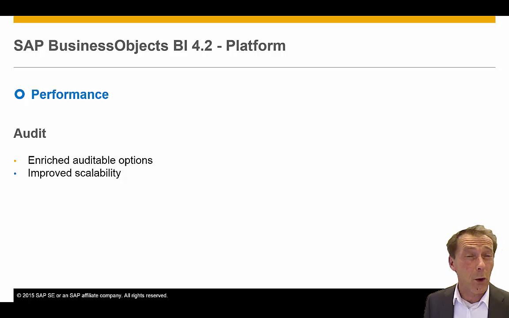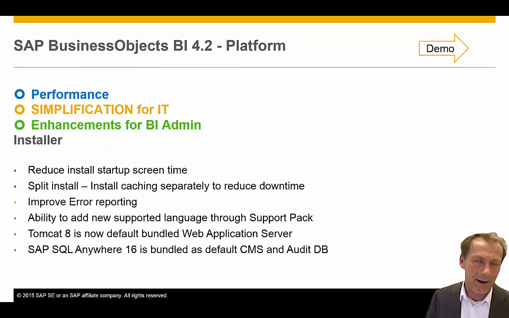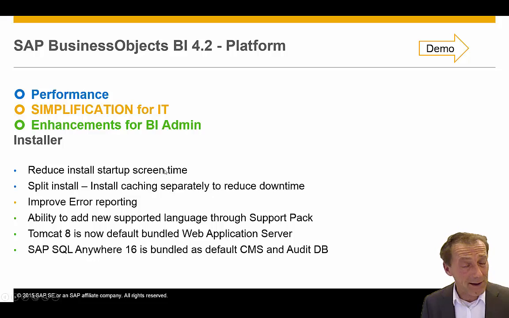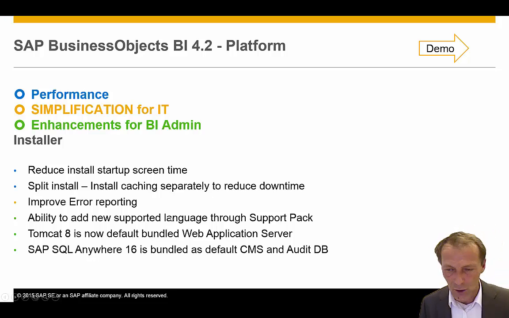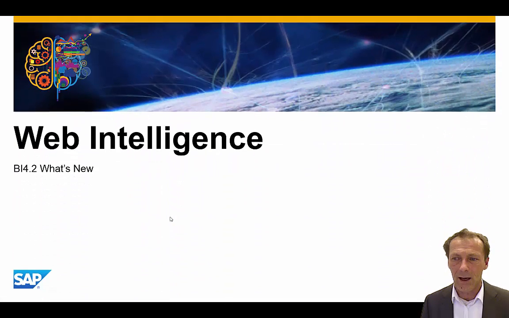There are more options within the auditing functionality and better scalability in there. Again, I will mention a more detailed slide deck that gives you a little bit more background information. You can do a split install right now, so if you want to split to reduce your downtime, you can do that. There was also some support for new environments. Tomcat 8 is now the default bundled web application server, which is new. Well, you can see the error reporting has been reviewed.